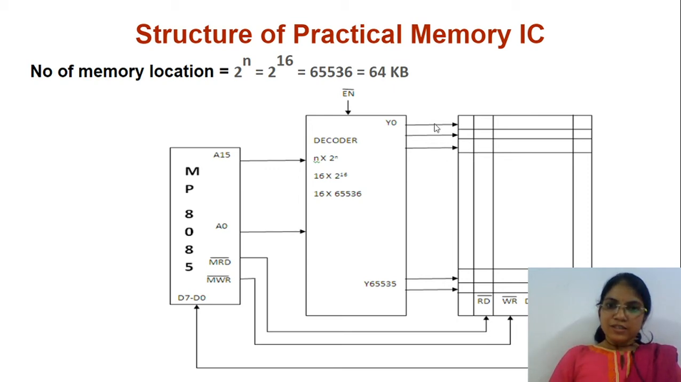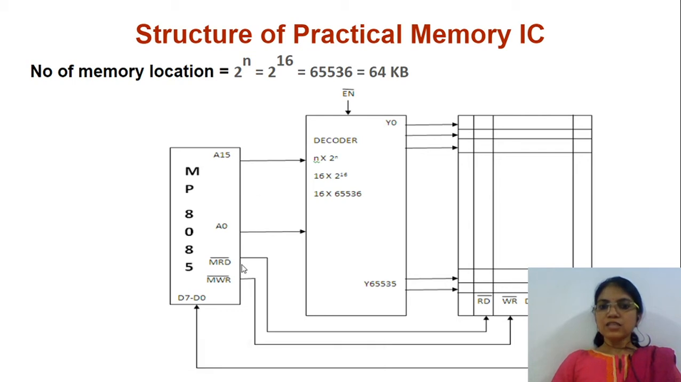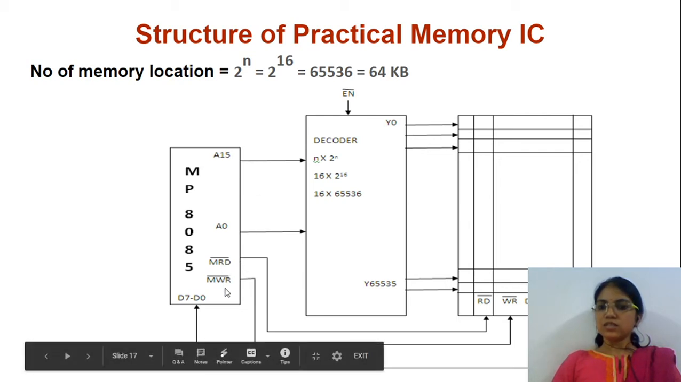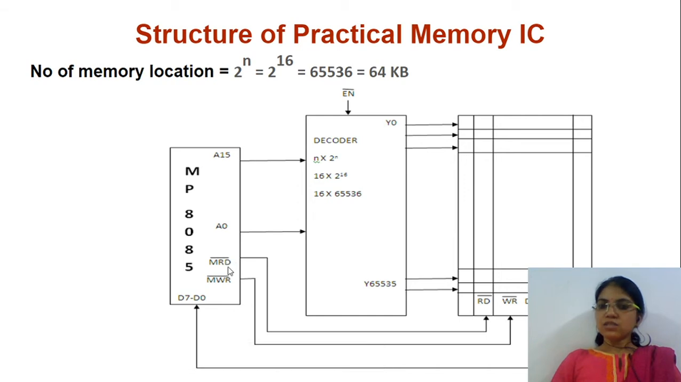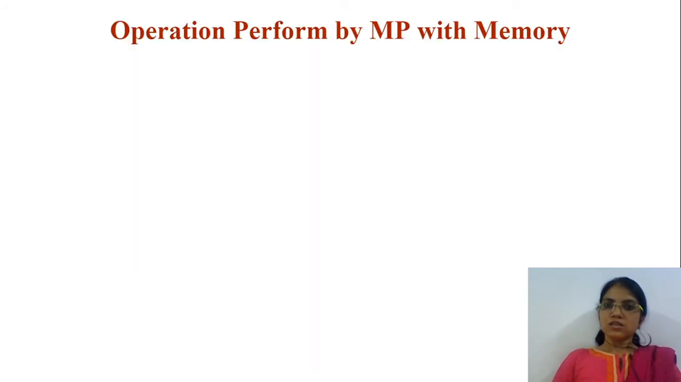So in this way the practical memory IC is composed, and this practical memory IC is connected with the address lines as well as all the control signals. Since it is connected with the memory, the signals related with the memory, all control signals, are connected with that practical memory IC. So now going to the next content, that is the operations performed by the microprocessor with memory.